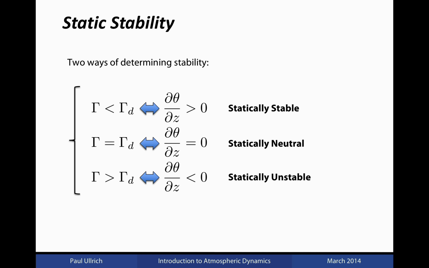So there are two ways to determine stability of the environment. If the environmental lapse rate is less than the dry adiabatic lapse rate, this is equivalent to the change in potential temperature with height being greater than 0. If the environmental lapse rate equals the dry adiabatic lapse rate, then this is the same as the potential temperature change with altitude being 0 and corresponds to a statically neutral atmosphere. If the environmental lapse rate is greater than the dry adiabatic lapse rate, this corresponds to a decreasing potential temperature with altitude and corresponds to a statically unstable environment.